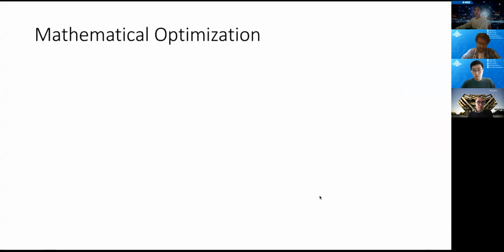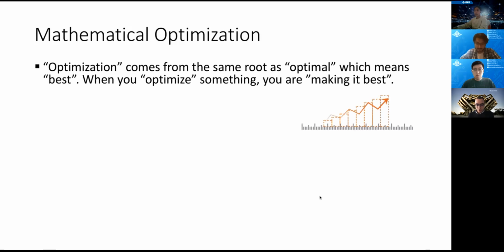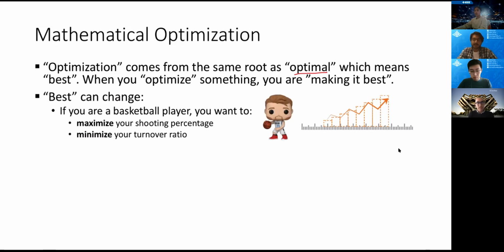So let's first define mathematical optimization. To define mathematical optimization, we first focus on the optimization part. So optimization comes from the same root as optimal, which means best. So when we try to optimize something, we are basically trying to make it best, okay? So best can change from context to context. For instance, if you're a basketball player, you want to maximize your shooting percentage and minimize your turnover ratio. You can do these at the same time as well.